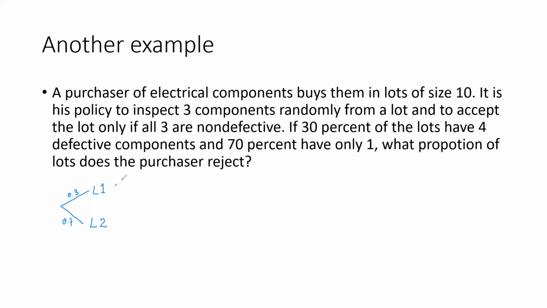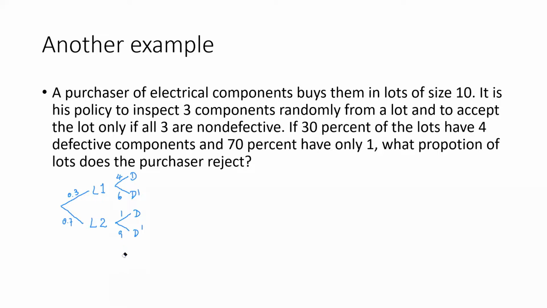And in lot 1, you have 4 defectives. So 4 defective, let's put D. And lot size 10 is 6 non-defective. And in the second type of lots, there's only 1 defective and 9 non-defective. Here, these numbers are not a conditional probability. Okay, they are the counts. They're not probabilities. So that's something to take notice of.